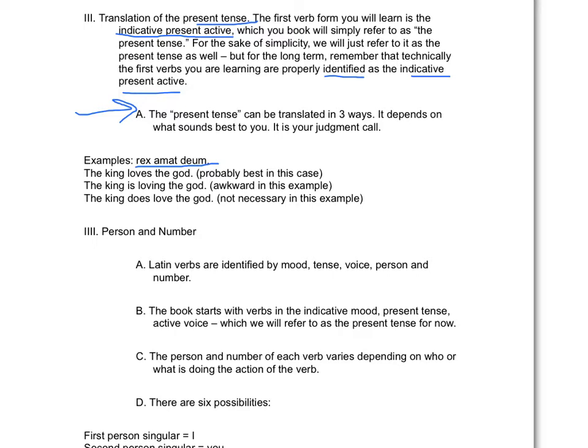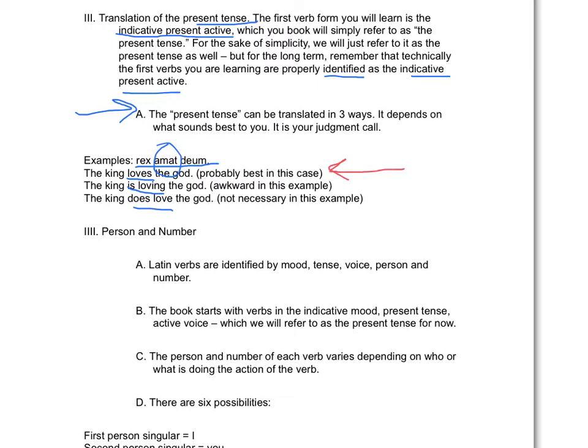For example, in the sentence Rex amat deum, the king loves the god, or a king loves a god. In that sentence, you can translate the verb amat as the king loves the god, or the king is loving the god, which sounds to me a little bit awkward in this example, or the king does love the god. And in this example, I don't think the does is really necessary. The most simple translation that I could never mark wrong is the first one, the king loves the god.